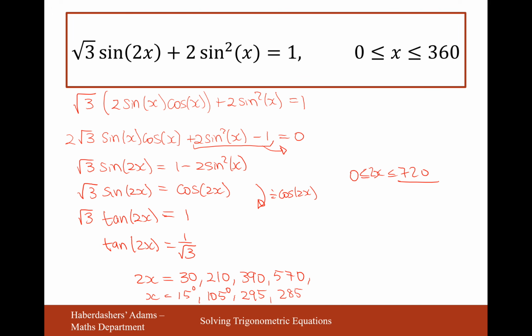Okay, so that's probably wrong, isn't it? 195 degrees. That's better. Alright, there we are. That's the answer to that question then.